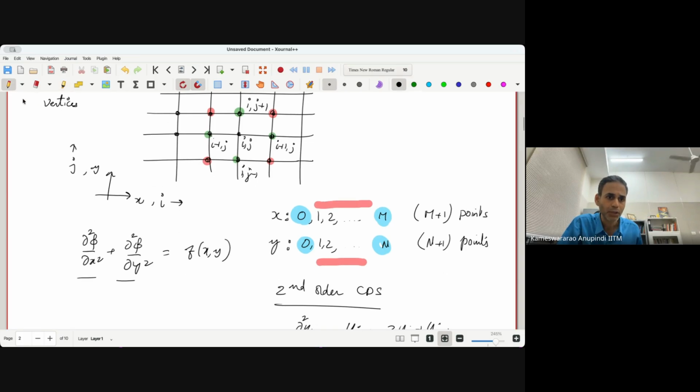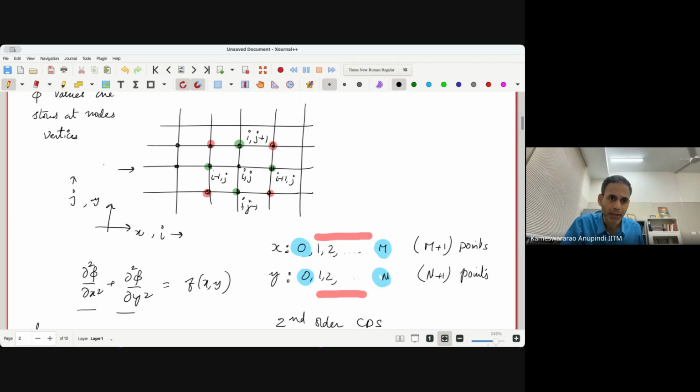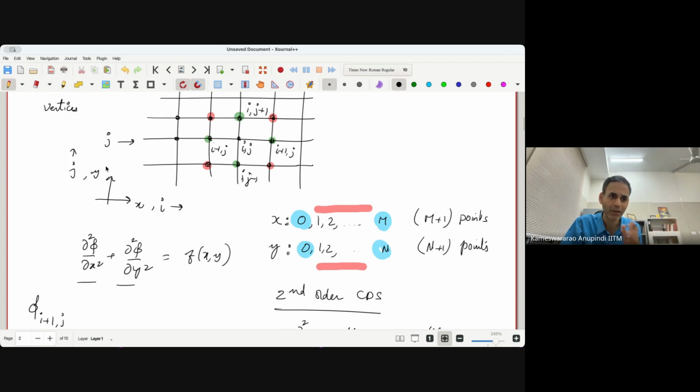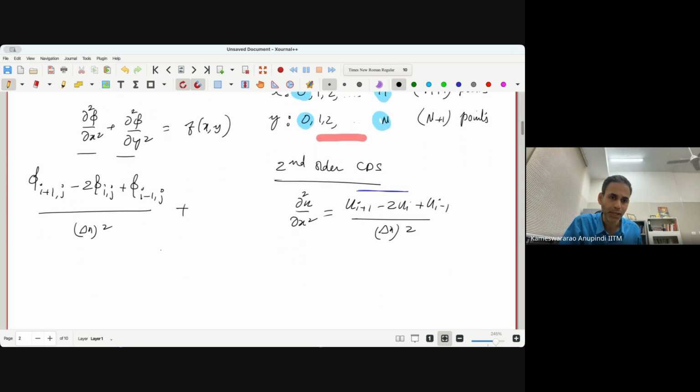So that means if I were to write this approximation for this derivative, we can write this as phi i plus 1, but then we realize that we are applying this at a particular j. So I need to carry that j index all along. And then we have minus 2 times phi ij plus phi i minus 1j. Essentially I have applied this same equation, what we have written here, and then divided by delta x square.